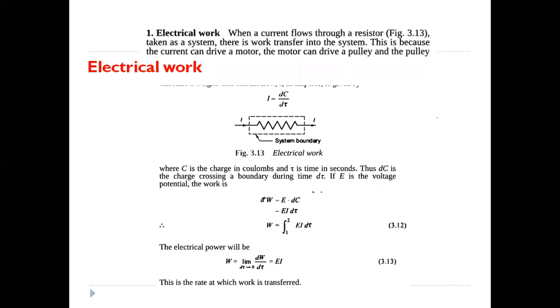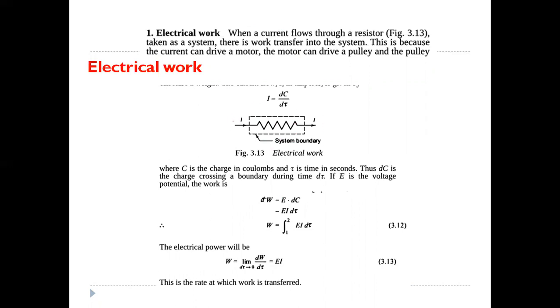So this is another form of work, which is called electrical work. Electrical work means, if you consider any electrical wire, when the current flows through this resistor, the resistor is taken as one system. The dotted line represents the system. Inside this region is the system, and this is the system boundary. Above the system boundary, all of this is the surroundings.